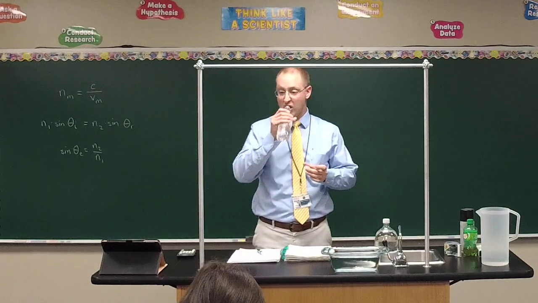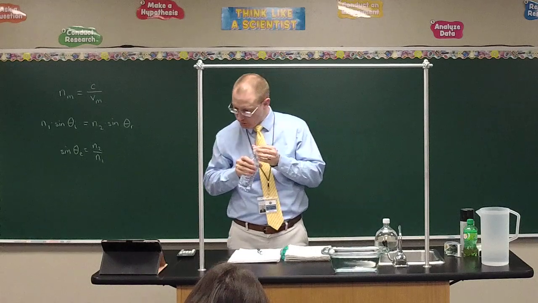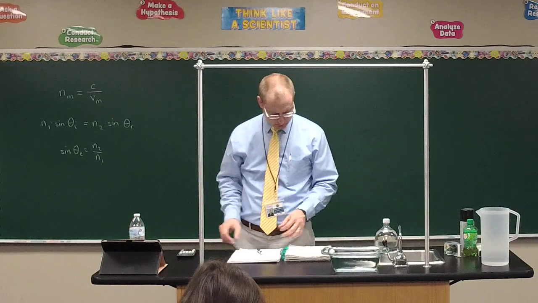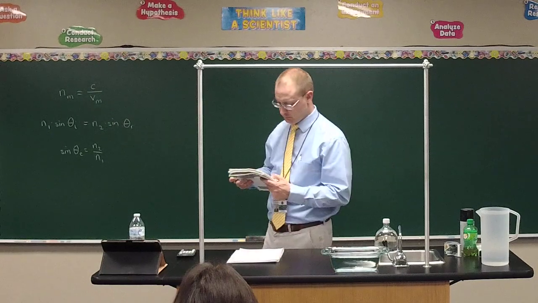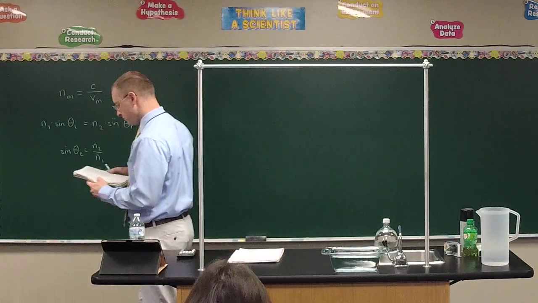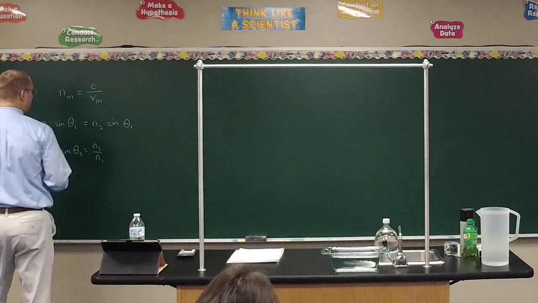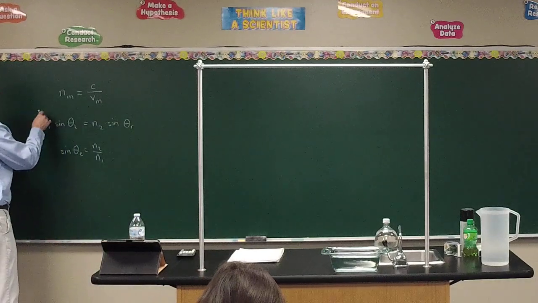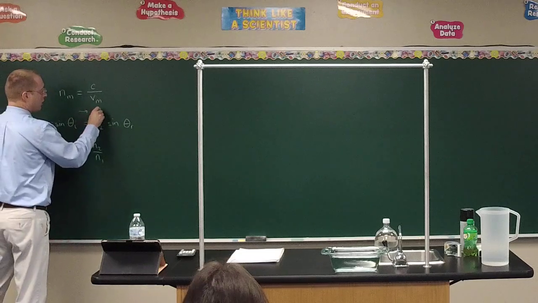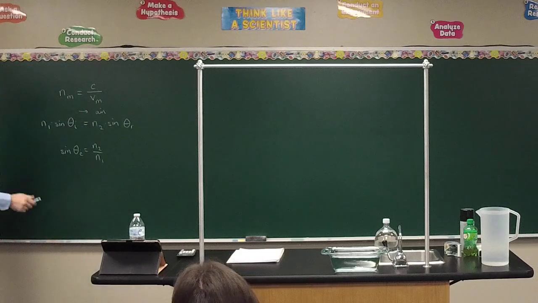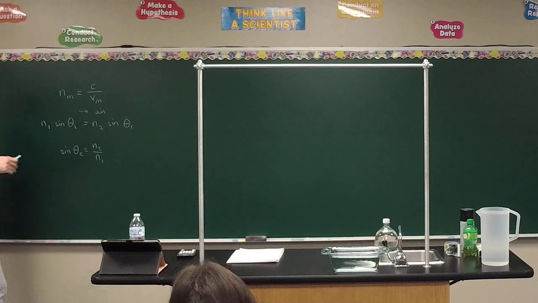Light incident on a boundary at an angle of 31.4 degrees is refracted at an angle of 45.2 degrees. If the second medium is air, what is the index of refraction for the first medium? Okay, so light starts out in some medium that we do not know, and it goes into air. Well, we know air's refractive index. It's on that table of refractive indices.